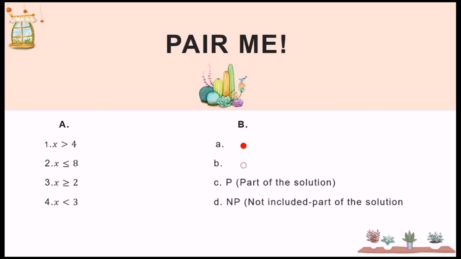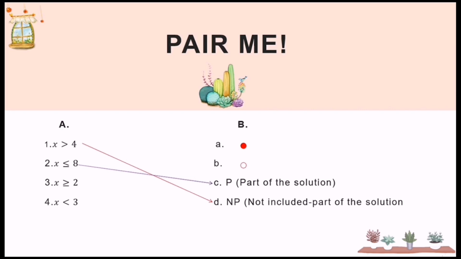For each number, I will give you 5 seconds to answer, and when the time is up, I will give the answer. Okay? Let's start. Number 1. X is greater than 4. Time is up. The answer is letter D, not part of the solution. Number 2. X is less than or equal to 8. Time is up. The answer is letter C, part of the solution.